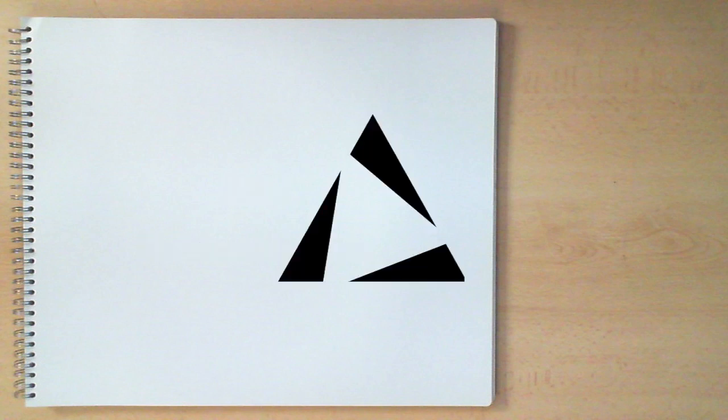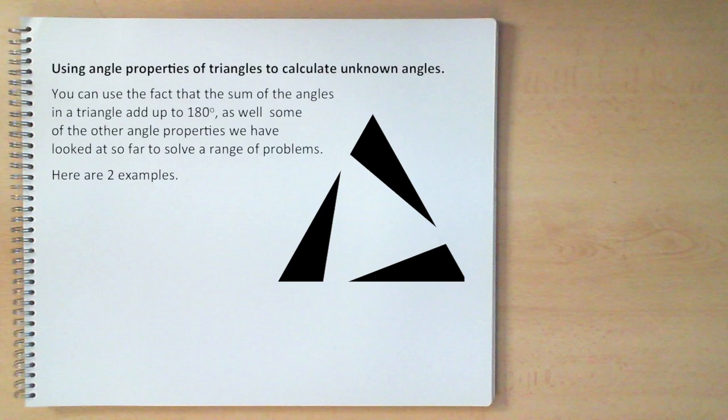We're going to look at how we can use some of the knowledge that we've gained about angles and use them to solve problems where we have unknown angles. So for example, we can use the fact that the sum of angles in a triangle is 180 degrees. And we can use the information we've looked at before about corresponding and alternating angles to get solutions to problems. We're going to look at two examples, and here's the first one.